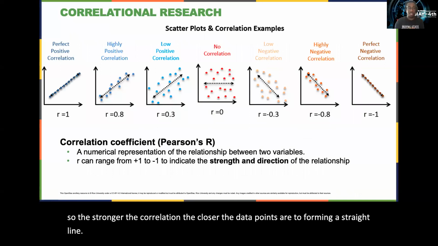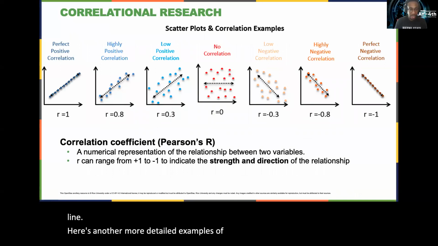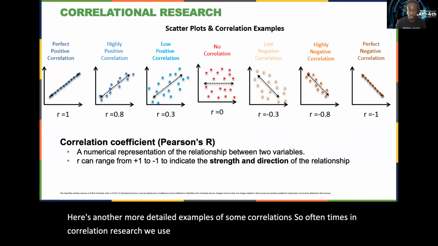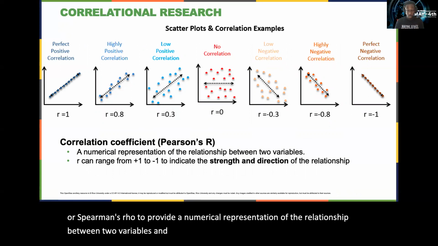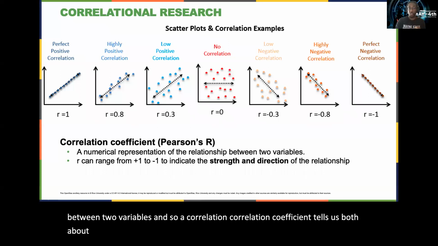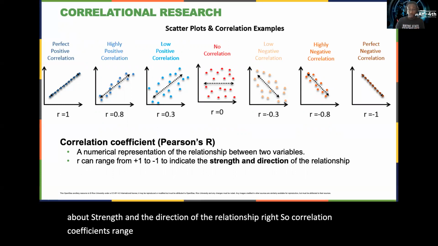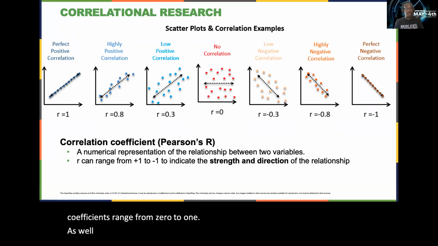Here's another, more detailed example of some correlations. Oftentimes in correlation research, we use a correlation coefficient, something like Pearson's r or Spearman's rho, to provide a numerical representation of the relationship between two variables. A correlation coefficient tells us both about the strength and the direction of the relationship.